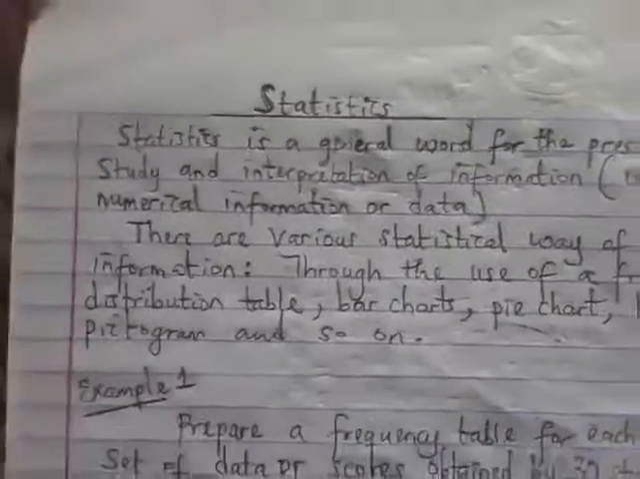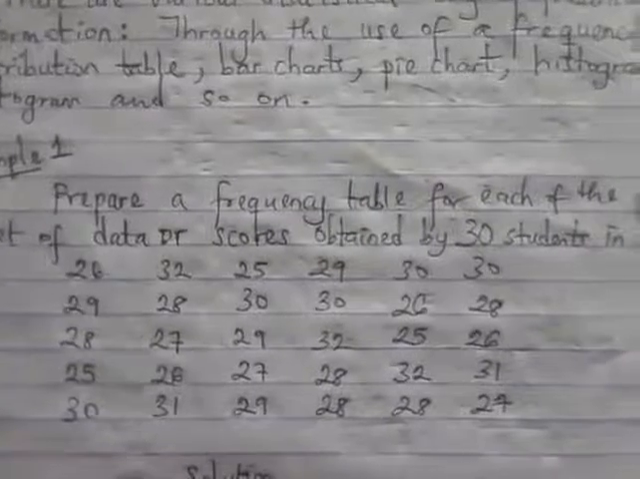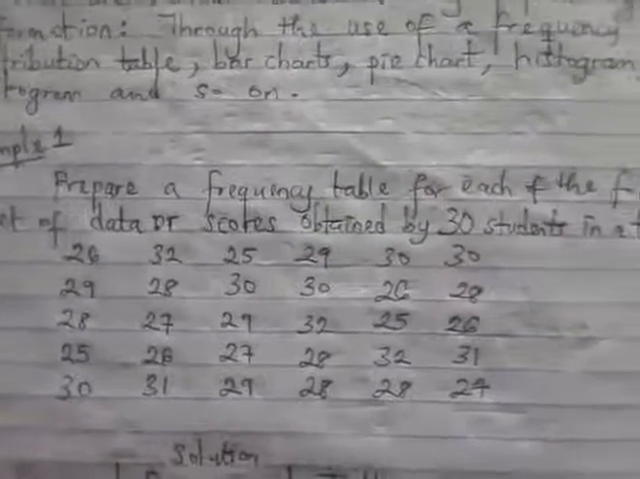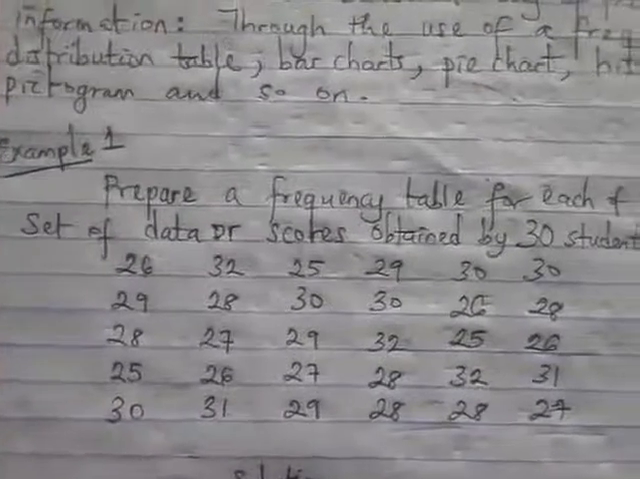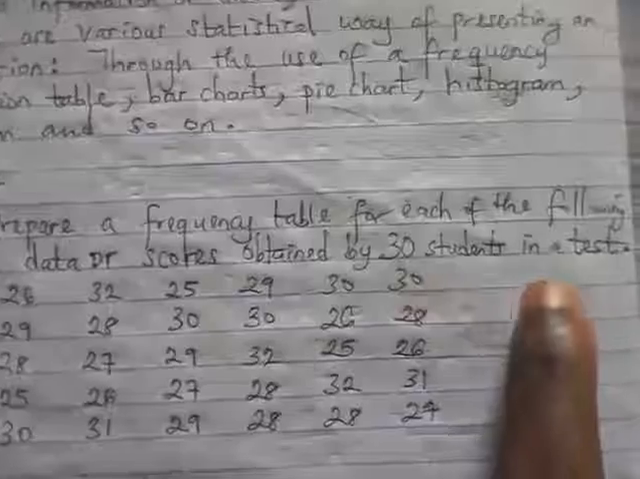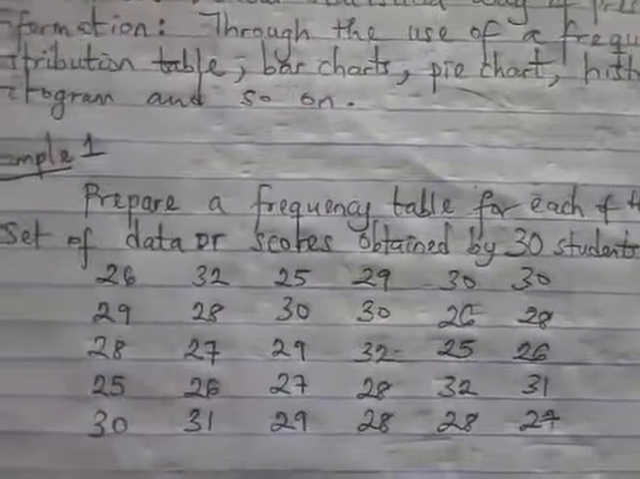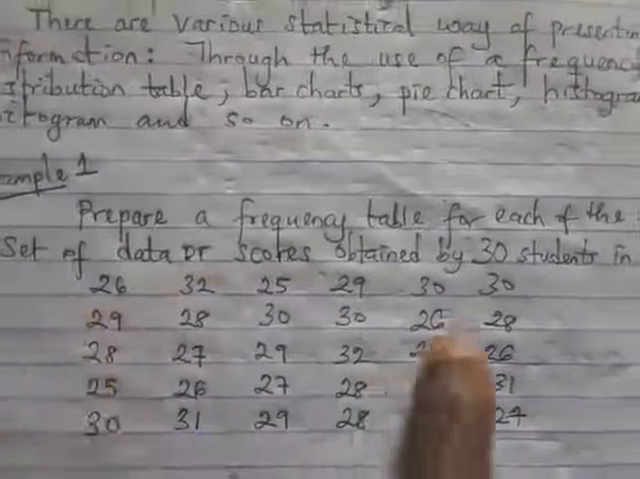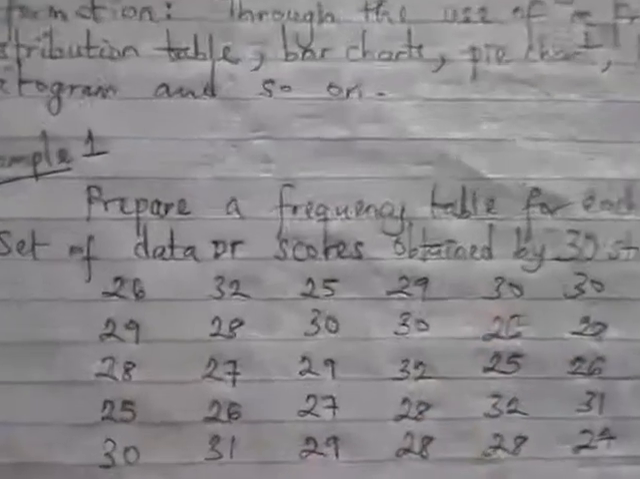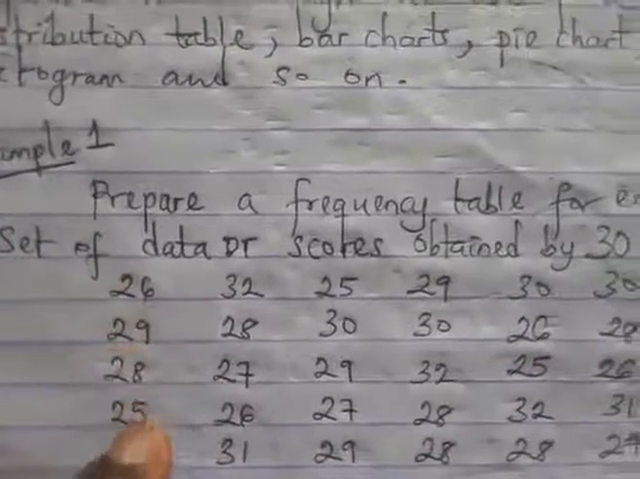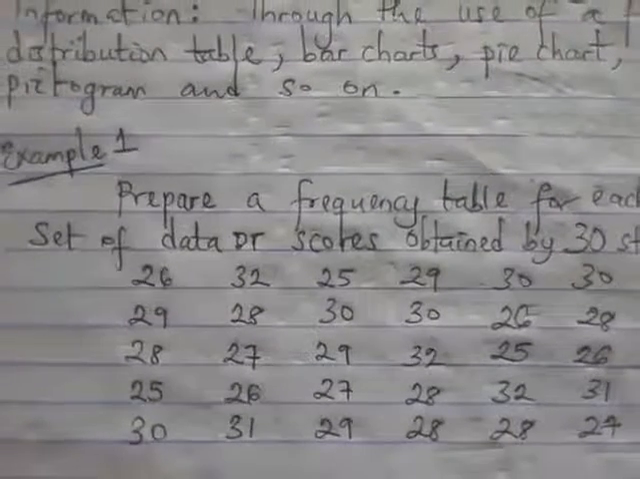For example, look at this example 1. Example 1 says, prepare a frequency table for each of the following sets of data or scores obtained by 30 students in a test. That means 30 students took a test, and then they asked us to prepare a frequency table for these scores that were obtained by 30 students. You know, some scored 26, some scored 29, some 28, and so on and so forth. So they said prepare a frequency distribution table.